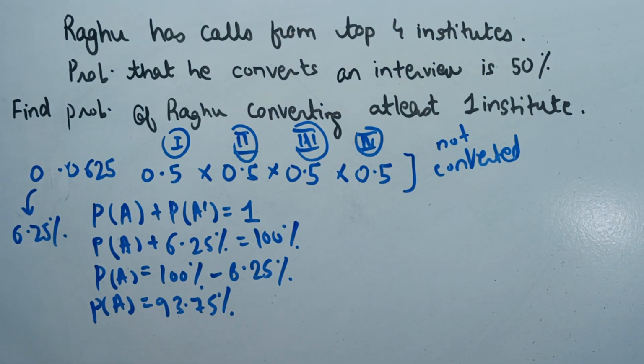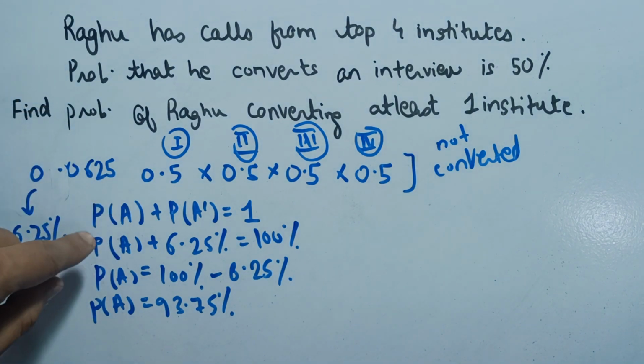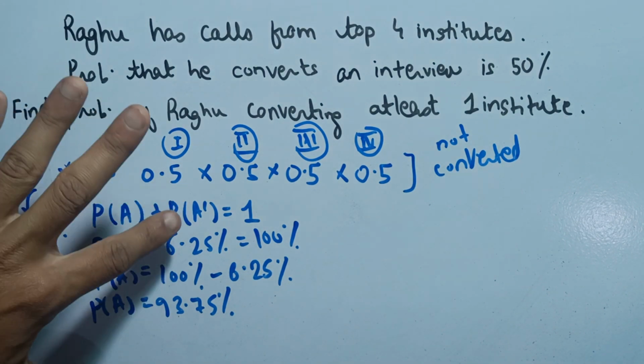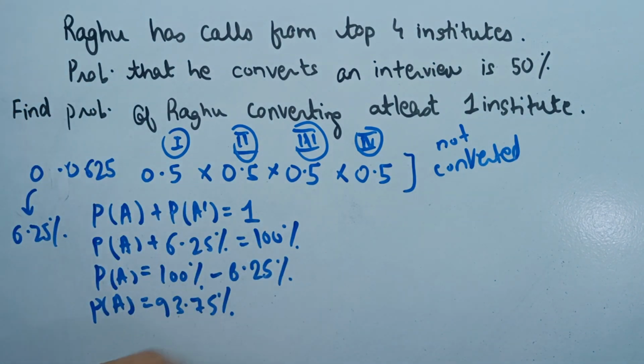Again, I'll explain what we have done. We know that the probability of an event and the probability of not happening of that event is equal to 1. So we calculated the probability of not converting, that is 6.25%, and we subtracted it from 100%, and just calculated the value of the probability of his conversion.